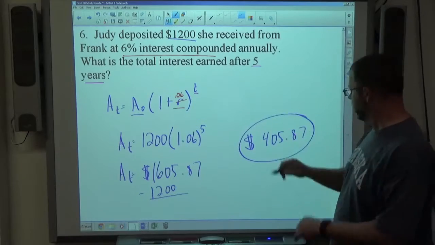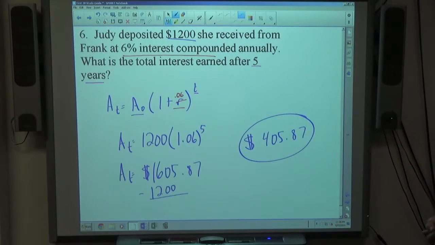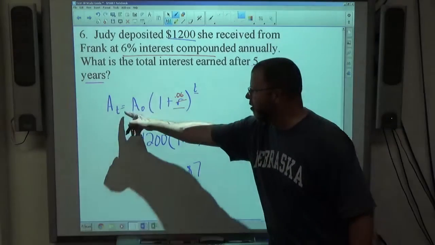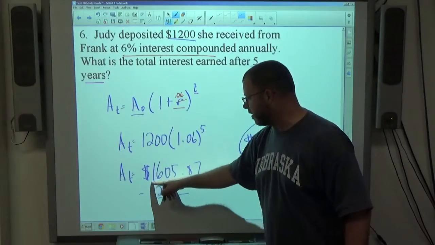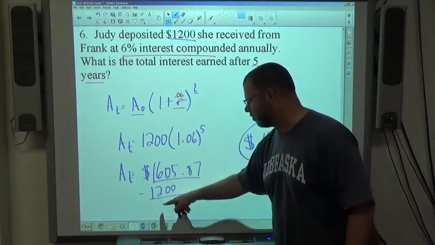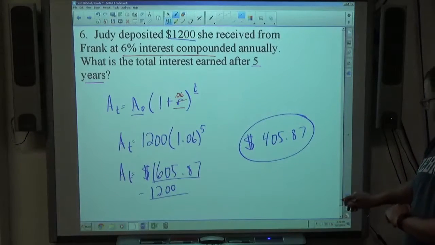So make sure, again, answer the question. Again, this formula tells you how much money you have at the end of the investment, including what you started off with. You subtract what you started off with to get the interest earned.